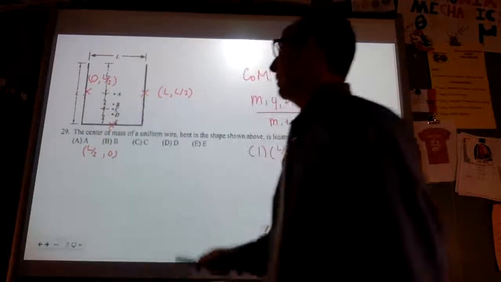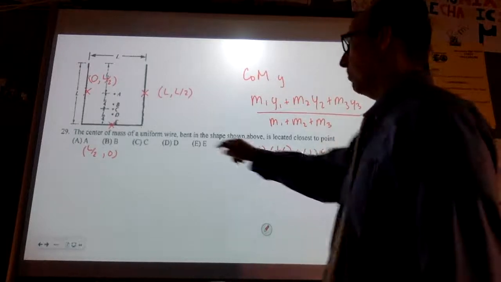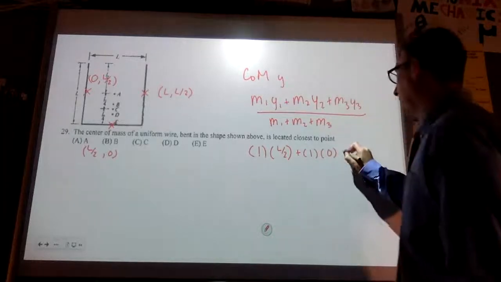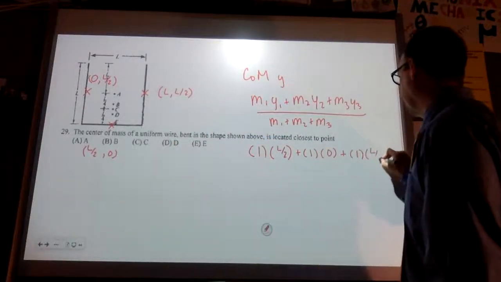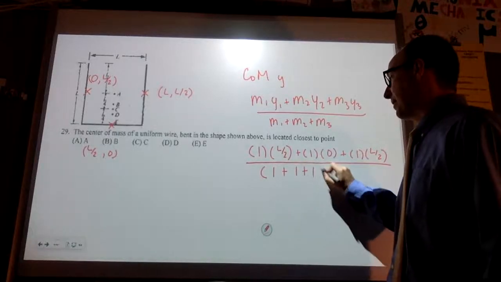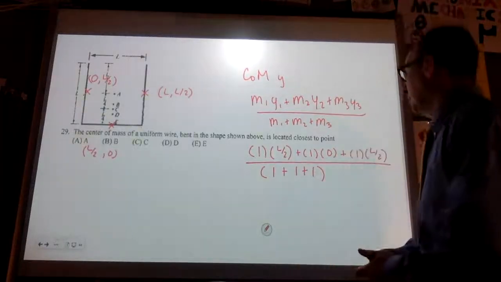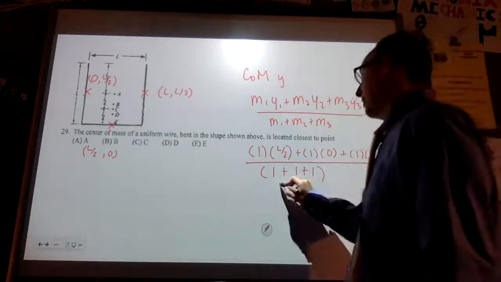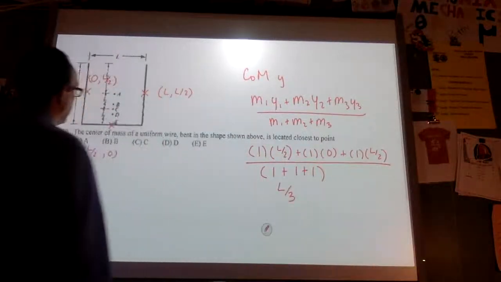So that's my Y component. My second one also has a mass of 1, and its vertical location is 0. And the third one also has a mass of 1, and its Y component is L over 2. Then this is divided by the sum of my masses, which is 1 plus 1 plus 1, because they're equal wires. So I have L over 2 plus 0 plus L over 2, which is L. I have L divided by 3. So this is going to be my position.